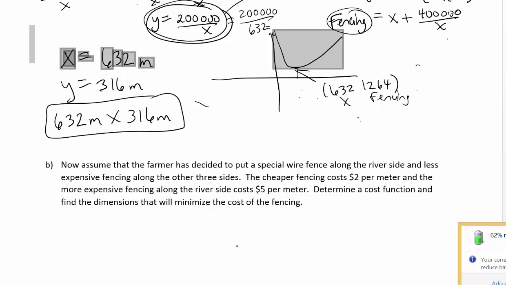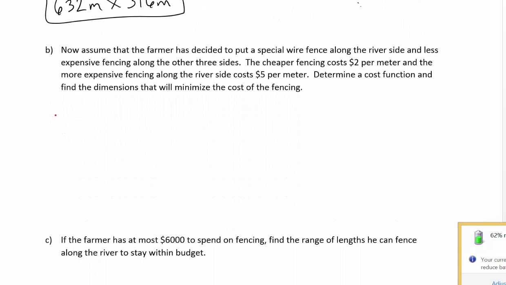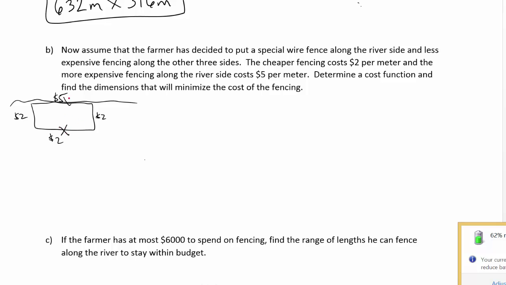Alright, so if we visualize this time around, we still have our river and our sides, but this time we get to put $2 on 3 of the sides, but $5 per meter on the river side. So this is going to be the $5 side, and then these are all $2 each. And I'll use the same labeling that I had before. So this would be x, and this would be y, and this would be y.